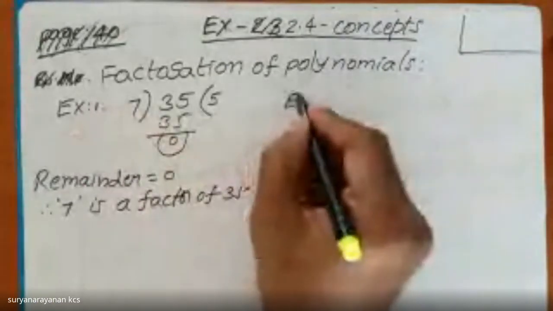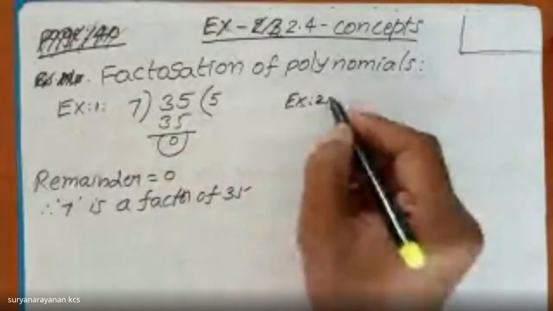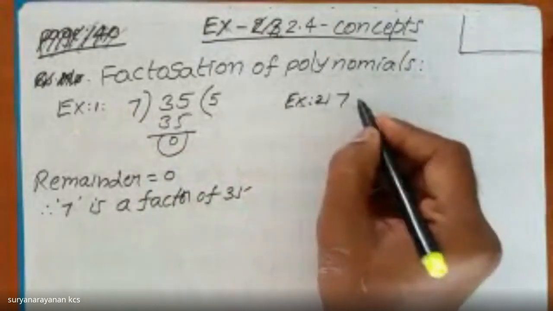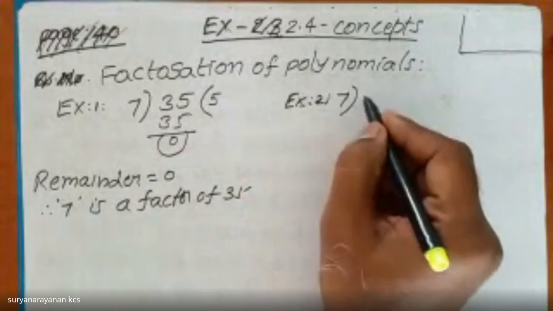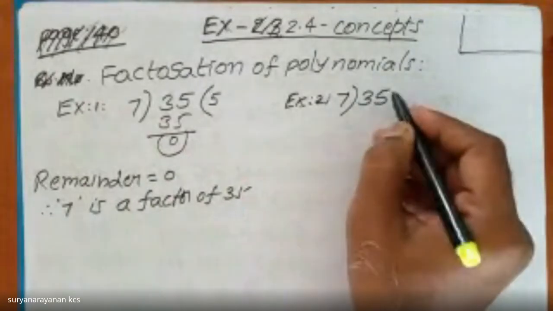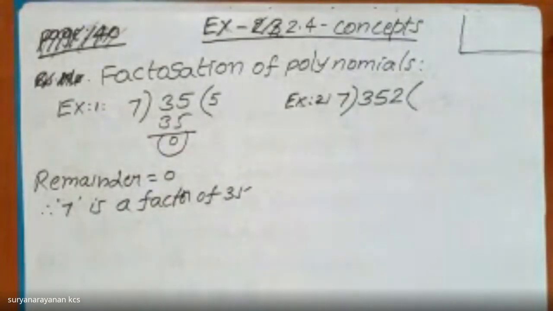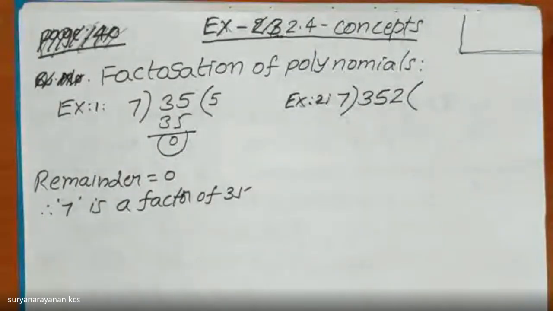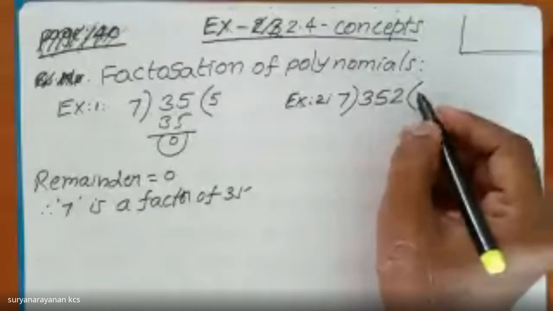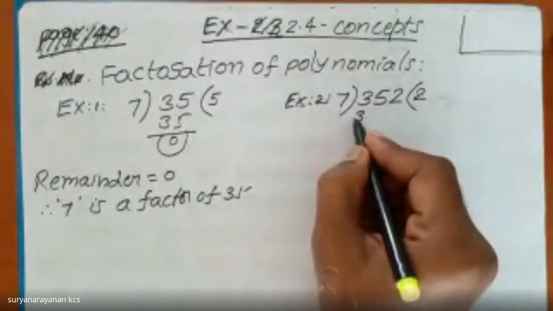Now let us take example 2. Divide the number 352 by 7. What will you get as remainder? Can you tell me? 2. Yes. Tell me here, 7 goes 2 times. Yes or no?